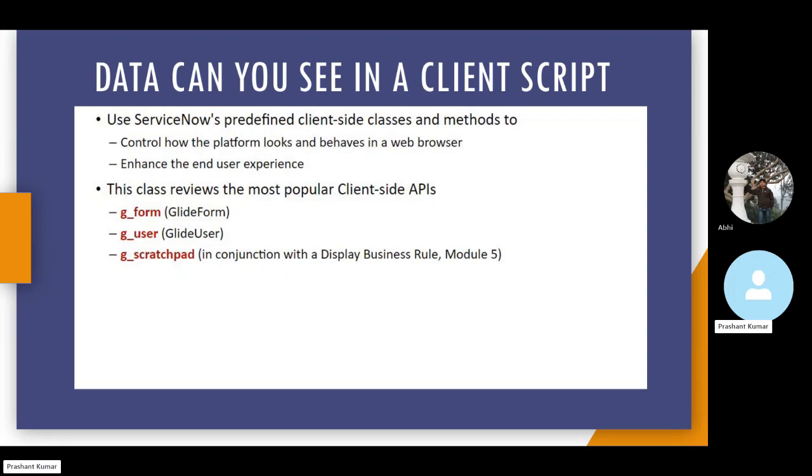We are getting some details like first name or last name. We can get using g underscore user. We can get some of the values for user like first name, last name, email, or full name you can get with this API. And g underscore scratchpad, it is used with display business rule. So which is a part of business rule. So as soon as business rule will come, I will show you how we can execute this g underscore scratchpad. So it will be using with server side.